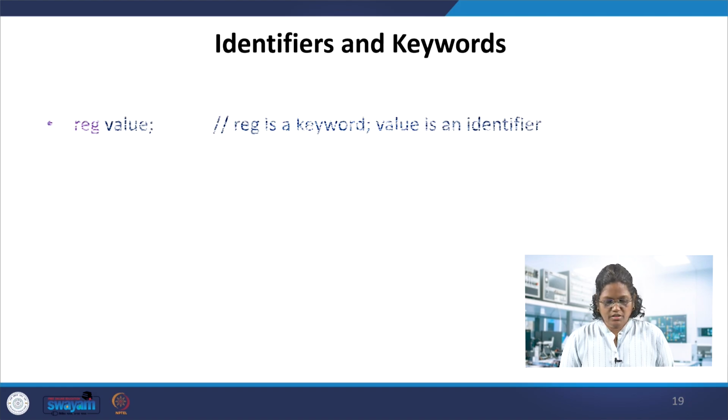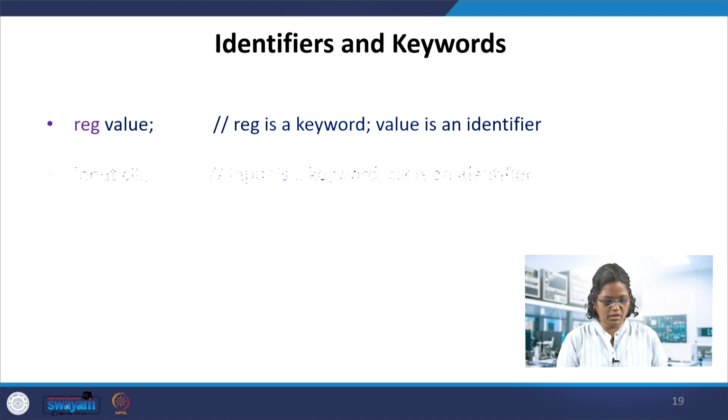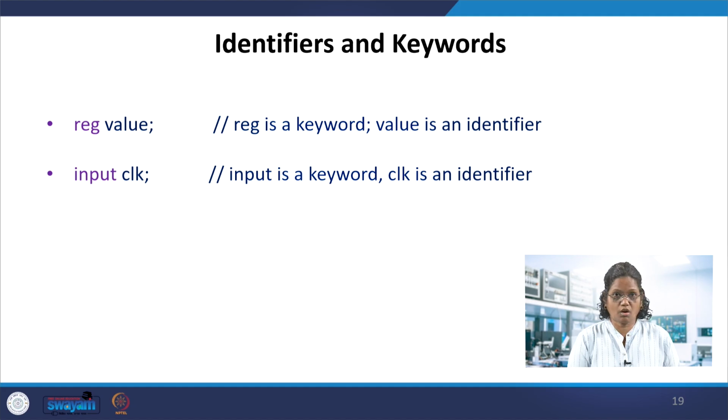Now identifiers and keywords, like reg value. Here reg is a keyword, and value is a register. It's not actually physically what we call a register; there is a different meaning in reg value. So reg is a keyword and value is an identifier. If you say this is going to be a register, and input clock: clock is an identifier and it is an input. Input is a keyword.